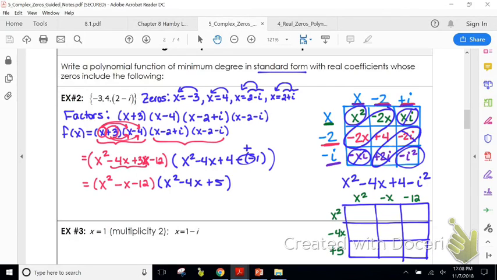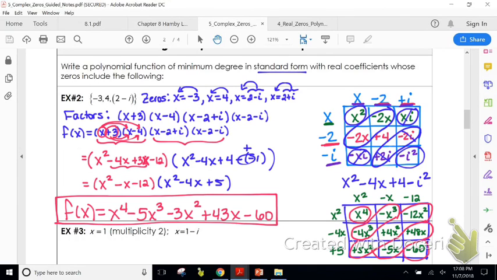All right, and so let's take a minute and just do that real quick. All right, so I did my Punnett square over there, and then I pulled my answers out and put f of x equals in front of it, because we were done multiplying.